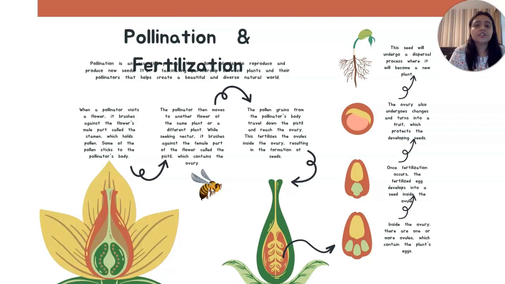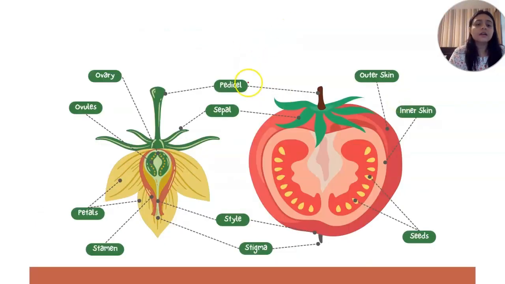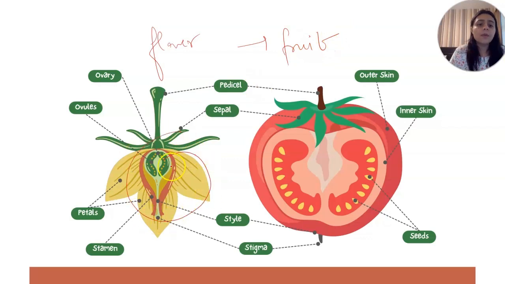Now pollination and fertilization together we will see. We already know that pollination is the transfer of pollens from the anther to the stigma. It is done by the pollinating agents. You can see the pollens being transferred onto the stigma, and then what happens? Inside the ovary there are multiple ovules, the female egg cells, and then fertilization takes place. The ovary also undergoes changes and turns into the fruit. This seed will undergo a dispersal process where it will become a new plant. Here you can see this whole ovary has been changed into the fruit, and these ovules change into the seeds, and this is your stigma and style.